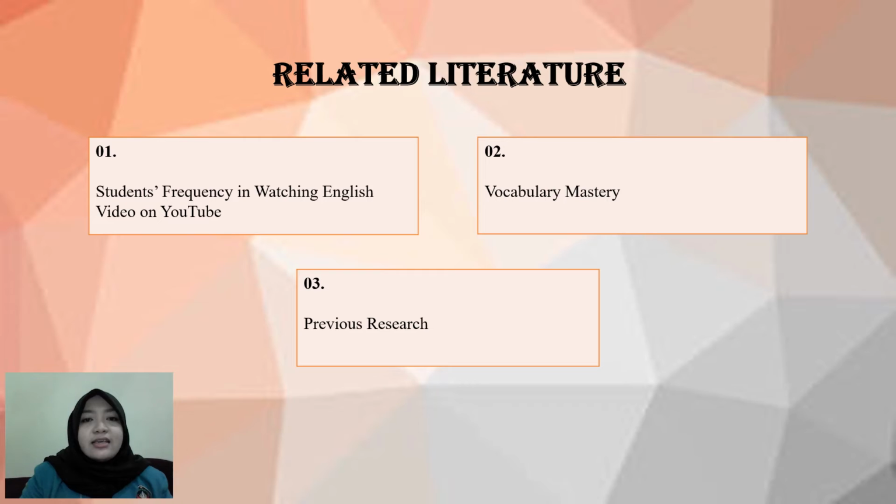The next slide is related literature. The related literature of this research consists of some points. The first is students' frequency in watching English video on YouTube. This consists of the definition of watching English video, frequency of watching English video, and definition of YouTube. The second is vocabulary mastery, which consists of the definition of vocabulary mastery, types of vocabulary mastery, and the importance of vocabulary mastery. And the third is previous research.